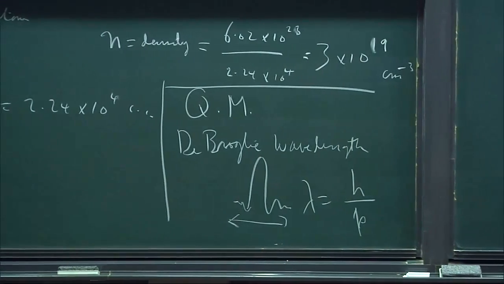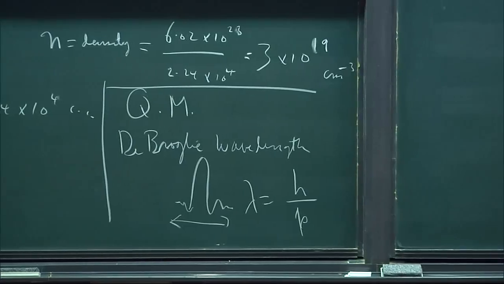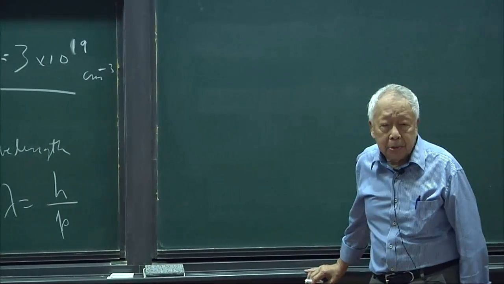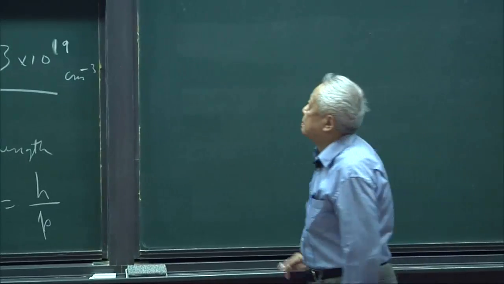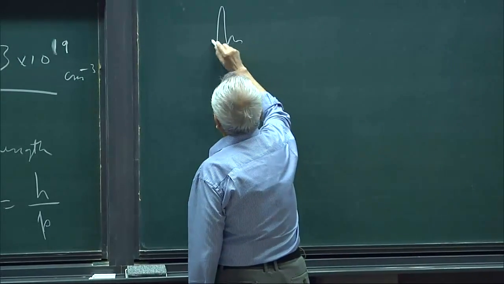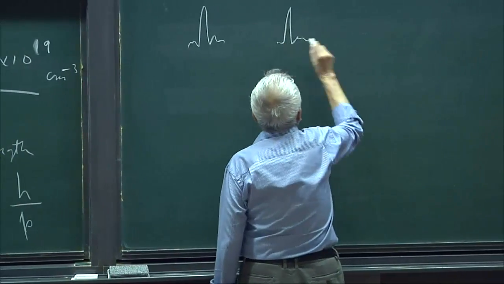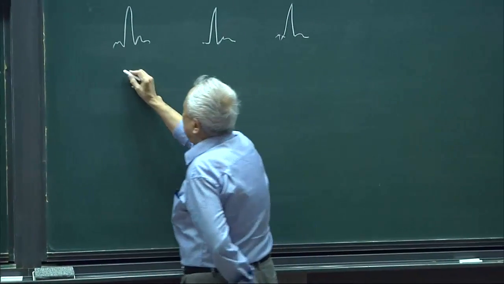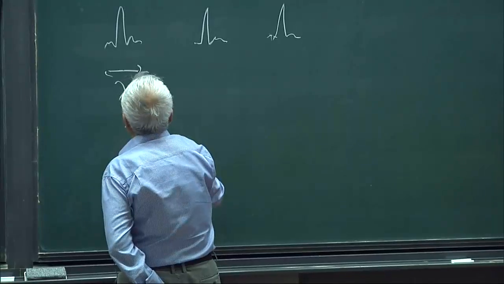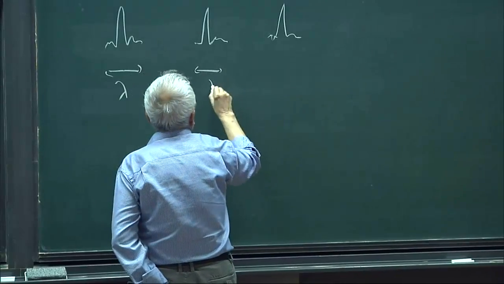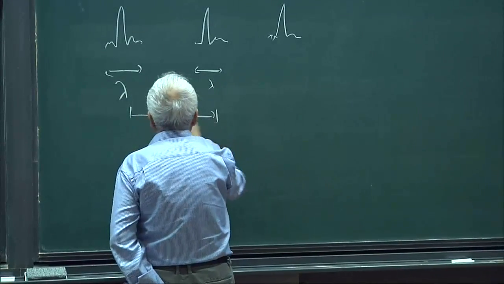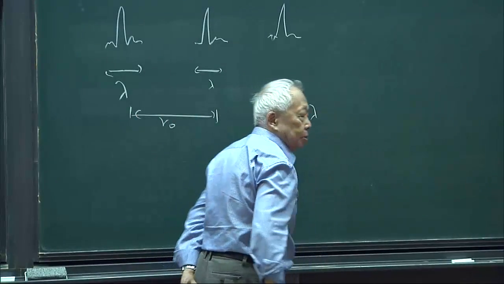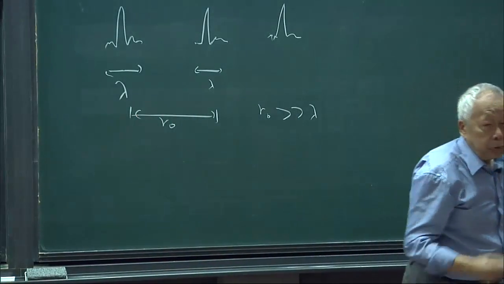So if you have a bunch of atoms under standard conditions, what you see is a bunch of wave packets. But they're so tight that you don't recognize them. And they had better not overlap. So this is the de Broglie wavelength, and the separation, say, is R0. So R0 had better be much greater than the de Broglie wavelength. Otherwise, you have to use quantum mechanics.